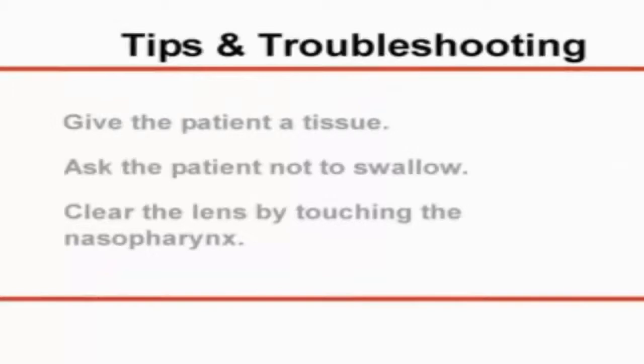Here are some tips that will facilitate successful laryngoscopy. Give the patient a tissue prior to starting the procedure. Nasal instrumentation may elicit a tearing reflex or sneeze. Ask the patient not to swallow throughout the exam. If the endoscope becomes covered with secretions, it can be withdrawn and gently touched on the mucosa of the nasopharynx, which has diminished sensation. This maneuver will clear the lens and usually causes no discomfort.